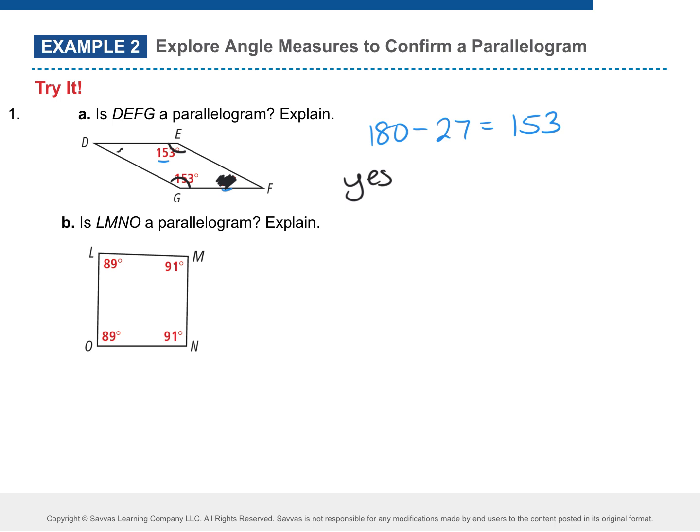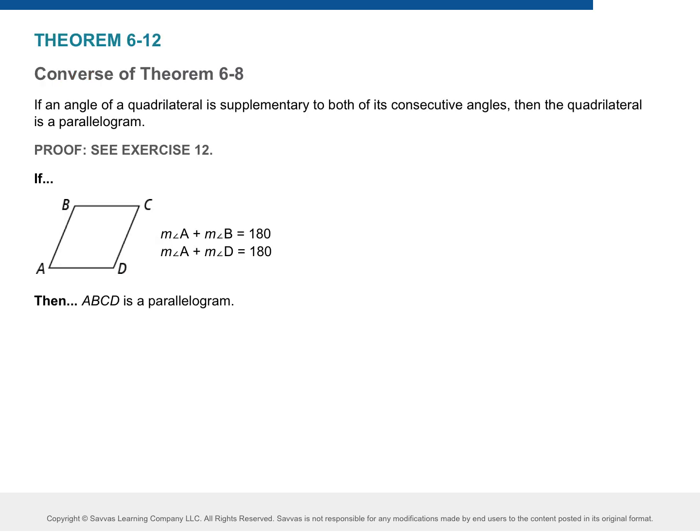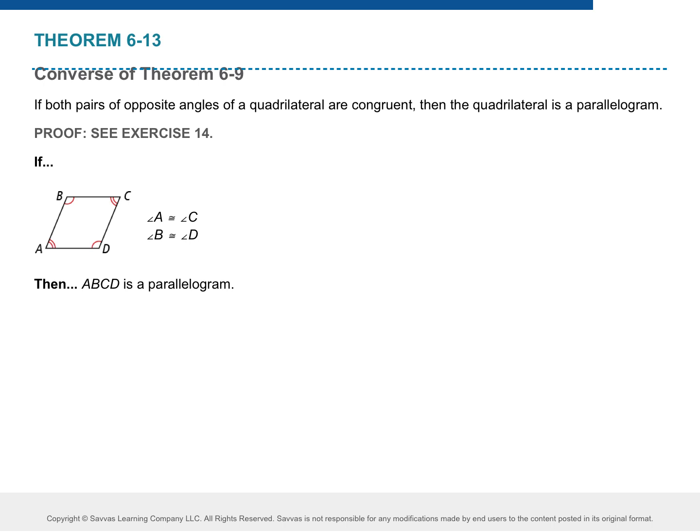What about B? Why automatic no? Opposite angles are not the same. So if N is 91, what does L have to be? It has to be 91. So this one is not a parallelogram. One thing, again, we'll write these down at the end. If we know that angle B is congruent to angle D and we know angle A is congruent to angle C, we can automatically assume it's a parallelogram, just like if we knew the sides were congruent. Same thing with the angles. If we knew those, we can automatically say it's a parallelogram.